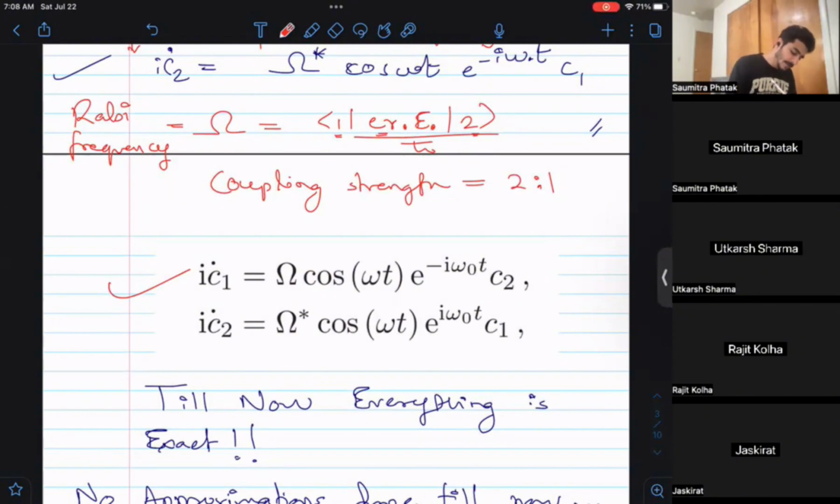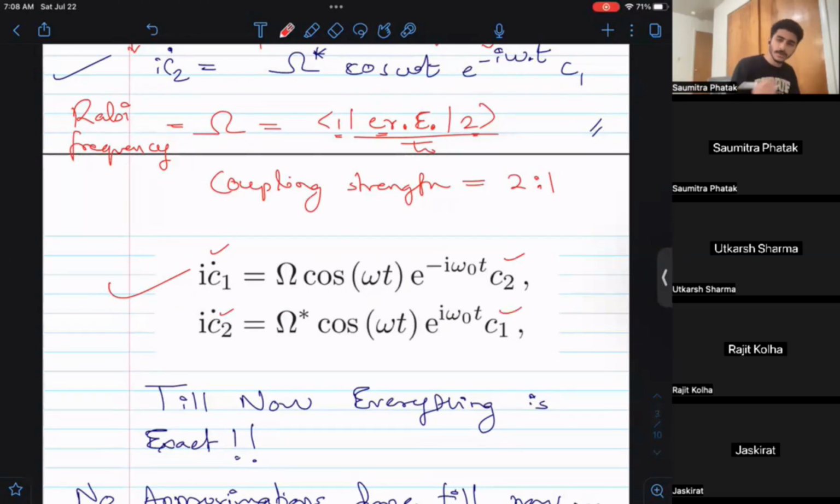So you can see we have talked about the C1 coefficient. Remember that the coefficients are time dependent. The C1 coefficient squared gives you the population in the first level, and the C2 coefficient squared gives you the population in the second level. Since they are time dependent, the time derivatives are proportional to the coefficients, but they are cross coupled. That's why these are coupled differential equations. C1's time derivative depends on C2, and C2's time derivative depends on C1.